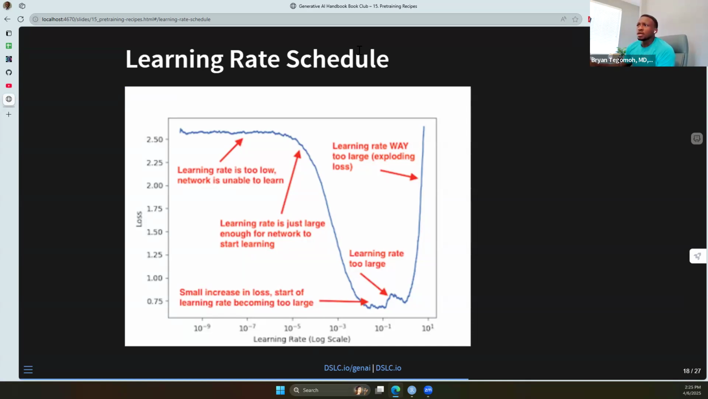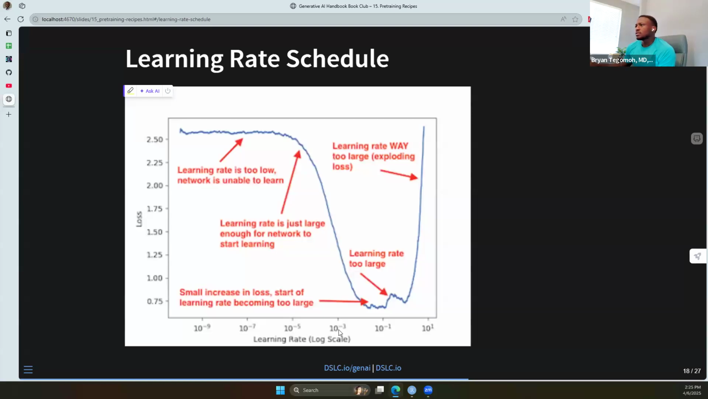So on the y-axis here we have the loss, and on the x-axis we have the learning rate. When the learning rate is very small, learning doesn't really start properly and the network doesn't improve that much. Then, right around the middle section, when the learning rate begins to increase a little bit, the loss begins to decrease quite a bit.